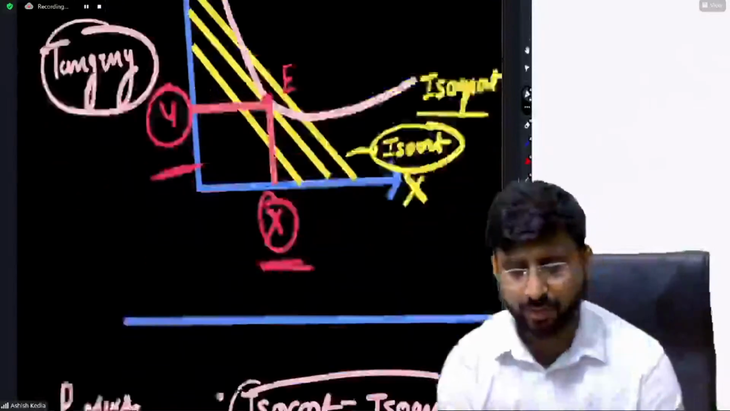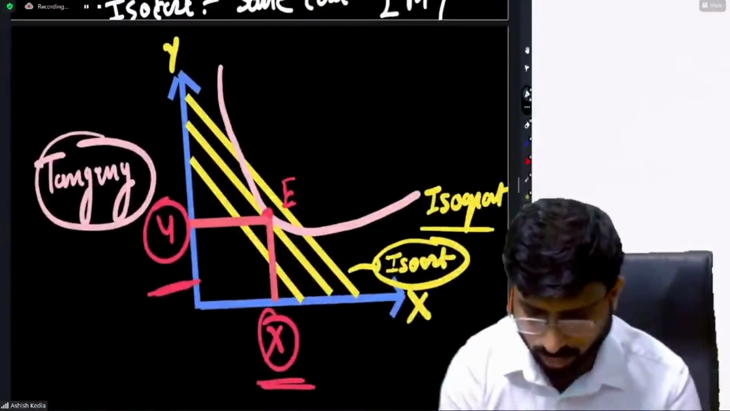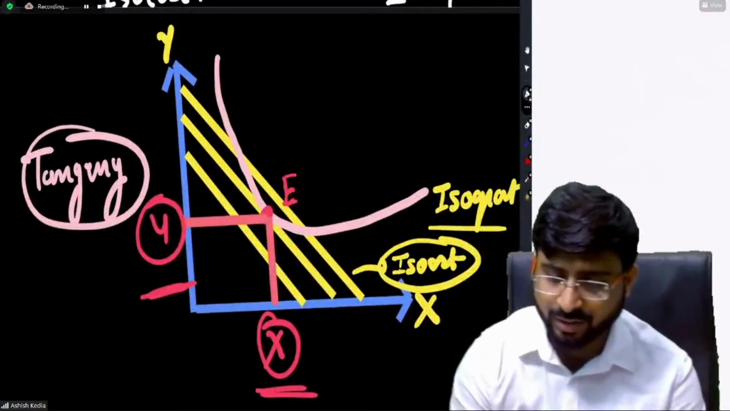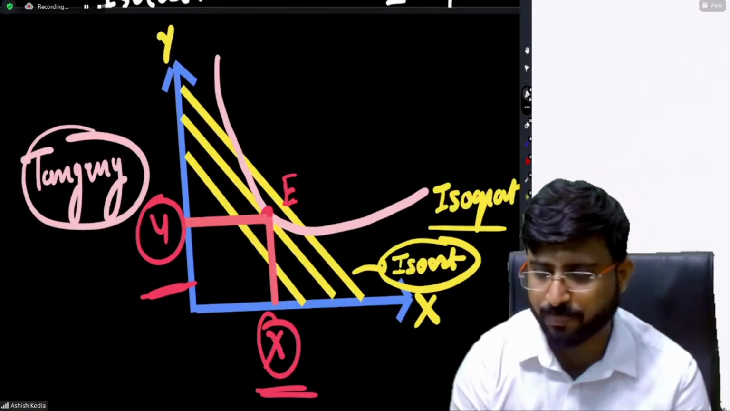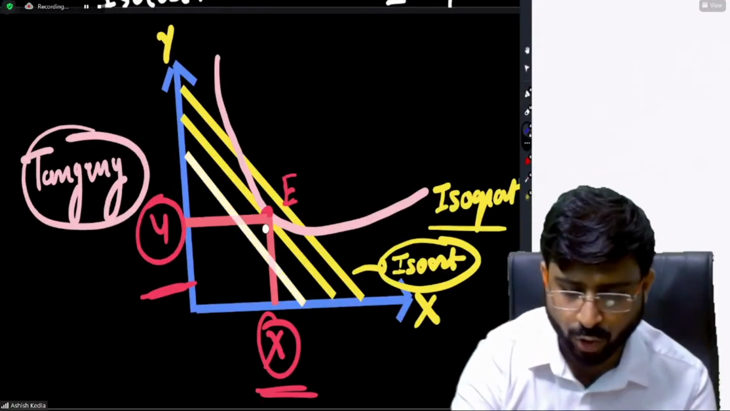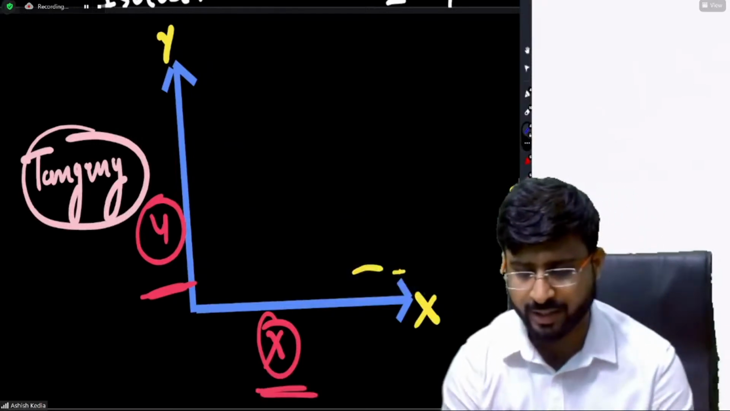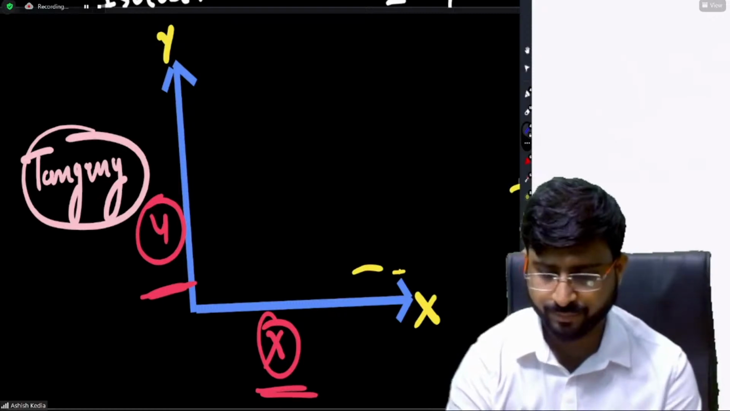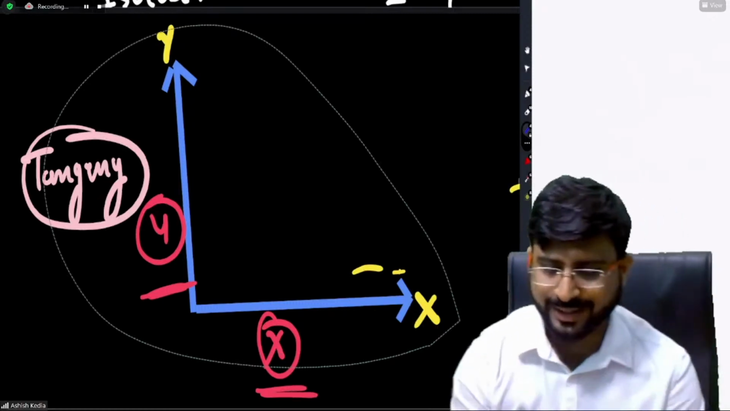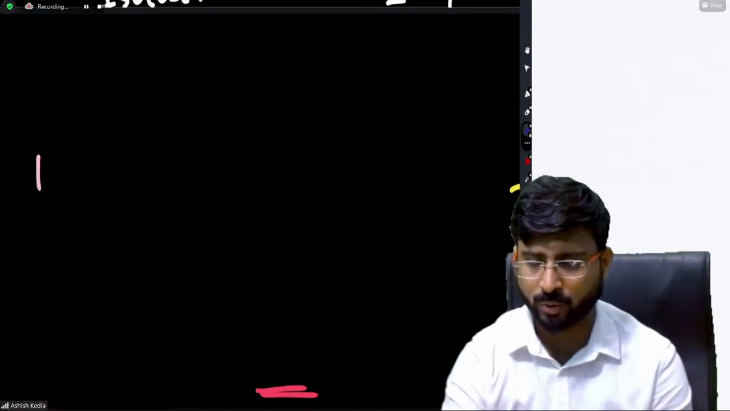So now, friends, please try and understand where is the production optimized? At the point of tangency. Sir, can you draw the diagram for us once again? I'm sure I'll draw it for you. Pay attention, everyone. Tangency is the key to optimization here also.